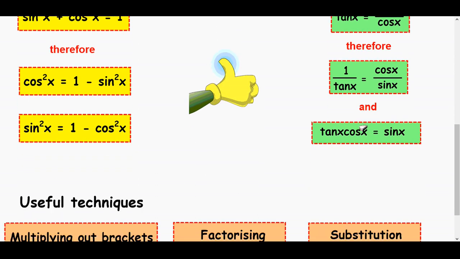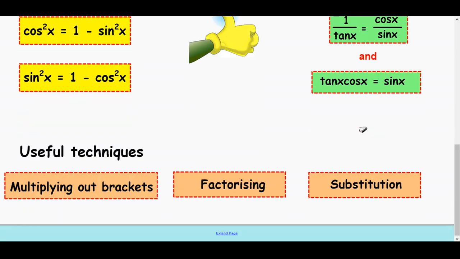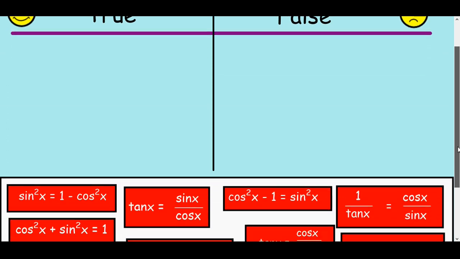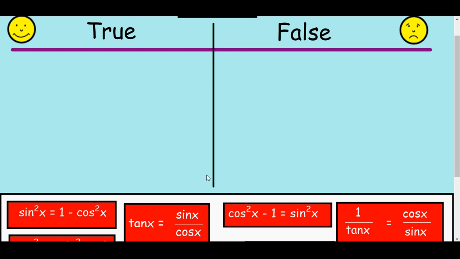Now, other things that are useful techniques in solving trig identities are multiplying out brackets, factorising, and substitution. But again, we'll look into that in more detail in the next lesson. Right, here's just a category sort to look out for which trig identities are true here and which are rearrangements and which ones are false. So I've got quite a few here to look at, and I'll put them into the correct categories.